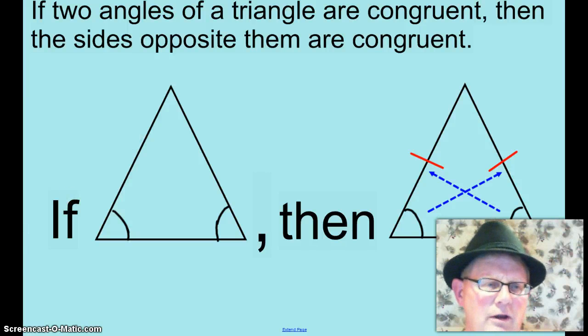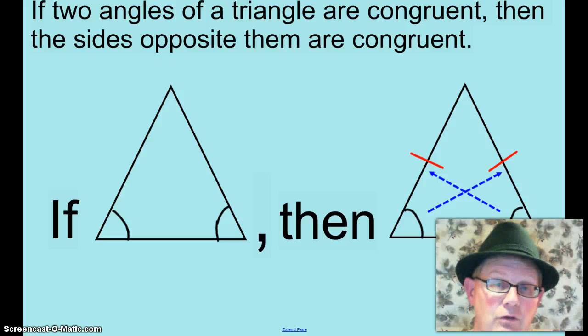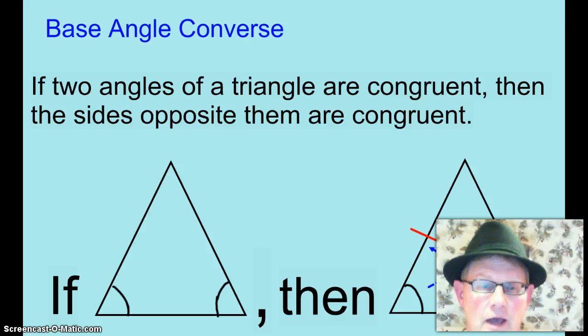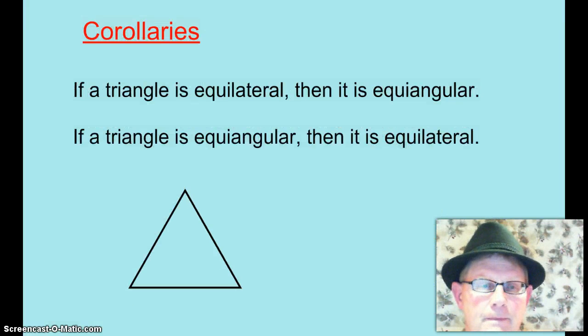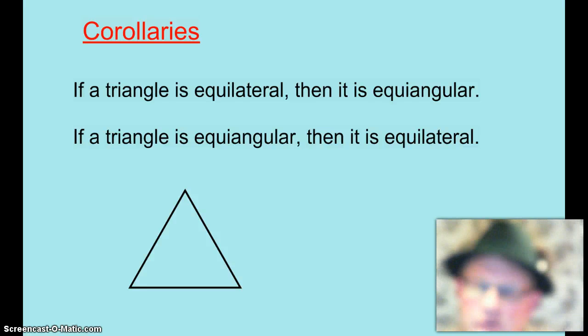All right. Do you remember what a corollary is? A corollary is a theorem that's easily proved from a theorem. And here come two corollaries, one for the base angle theorem and one for the base angle converse. Are you ready? Yes, I hope you're ready, because here they come. If a triangle is equilateral, then it's equiangular. If a triangle is equiangular, then it's equilateral.